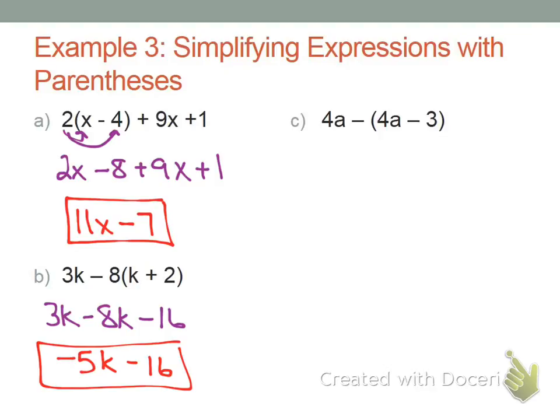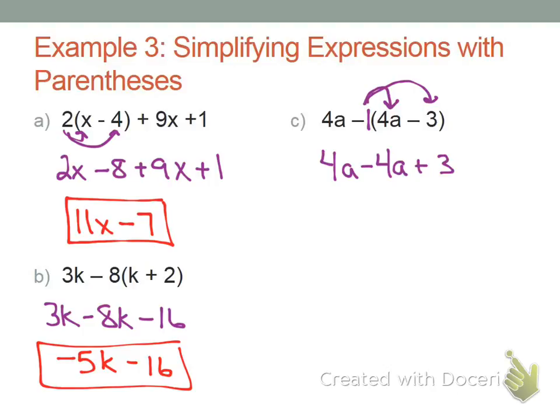C is a little different because do you see a number? Is there a number in front of the parentheses? No, there's just a negative. So if there's only a negative, I'm going to write that it's an understood 1 here. All right, and now I'm going to distribute a negative 1 through to each term. So I have 4a minus 4a plus 3. Why is it plus 3? Because there's 2 negatives. Because I'm multiplying negative 1 times negative 3, which is positive 3.